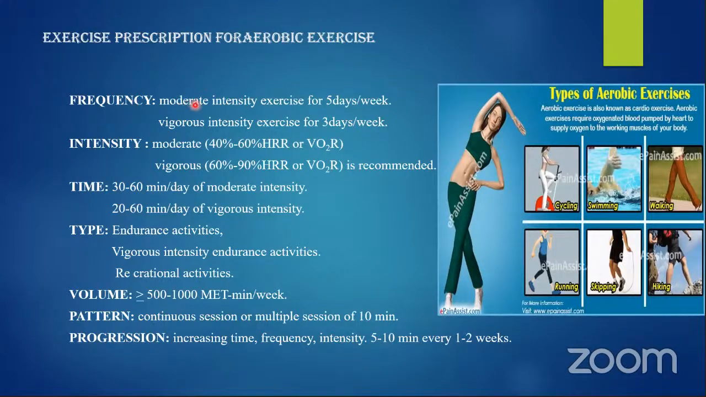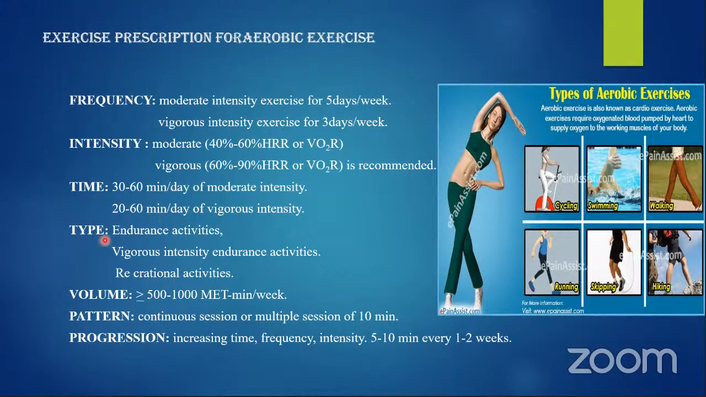Frequency. In case of moderate intensity exercises, 5 days per week is recommended, and in case of vigorous intensity exercises, 3 days per week is recommended. Next comes the intensity. In case of moderate, it is 40 to 60% of HRR or VO2R, and in case of vigorous intensity, it is 60 to 90% of HRR. Next comes the time. 30 to 60 minutes per day in case of moderate intensity and 20 to 60 minutes per day in case of vigorous intensity.